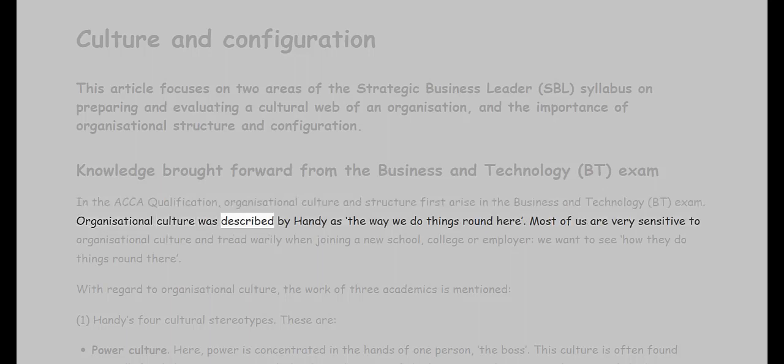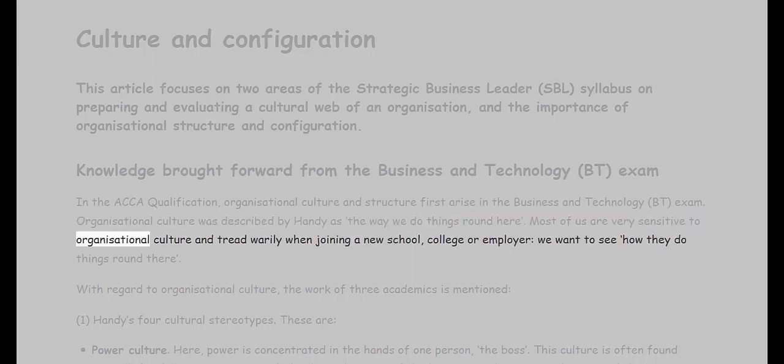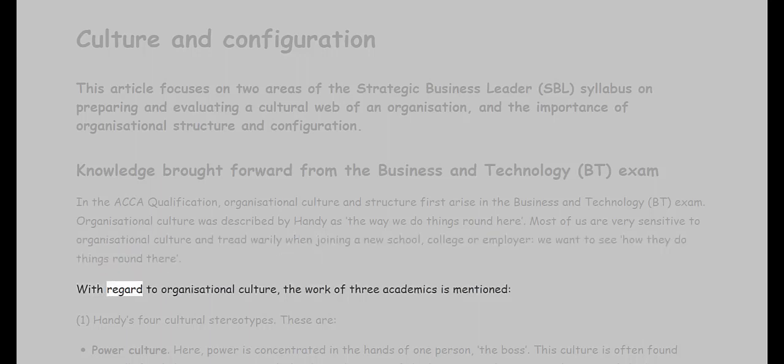Organizational culture was described by Handy as the way we do things round here. Most of us are very sensitive to organizational culture and tread warily when joining a new school, college, or employer. We want to see how they do things round there. With regard to organizational culture, the work of three academics is mentioned. 1. Handy's 4 cultural stereotypes.